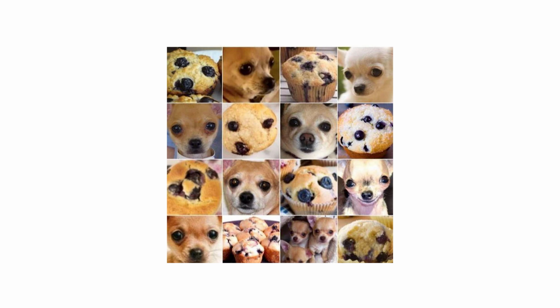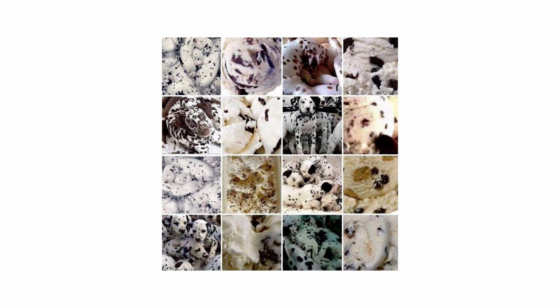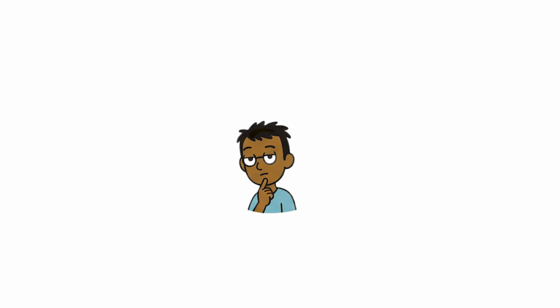If you saw this image, could you tell apart the dogs from the muffins? What about this one? Or this one? Even I had trouble with this one, like seriously, is this a dog or an ice cream? Well, we humans can do it. Somehow. But how do you tell a computer this?